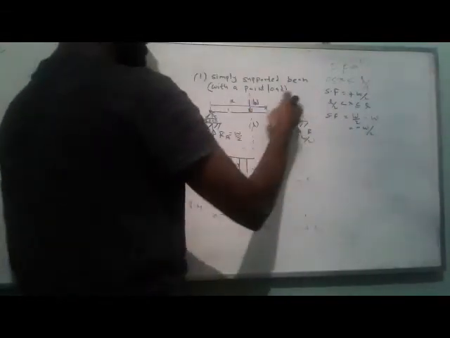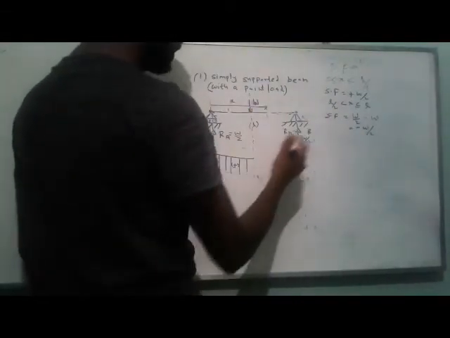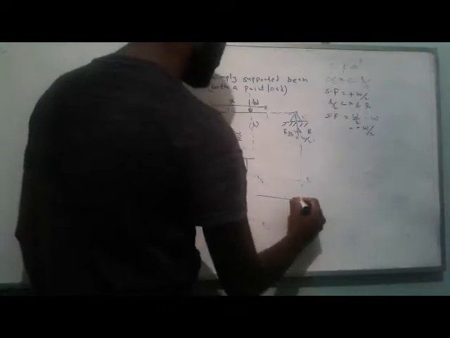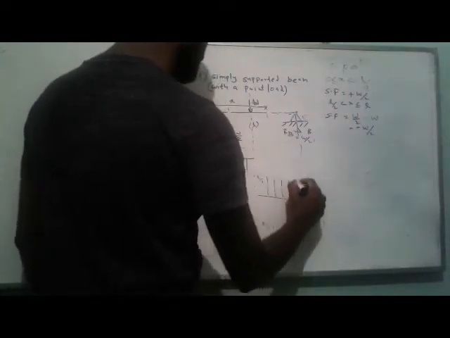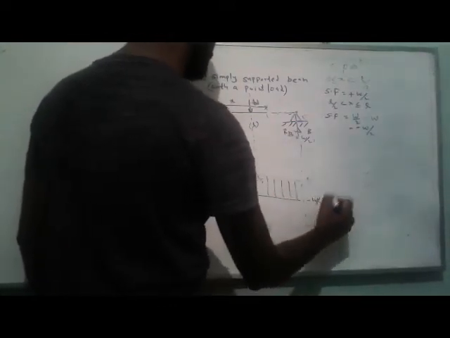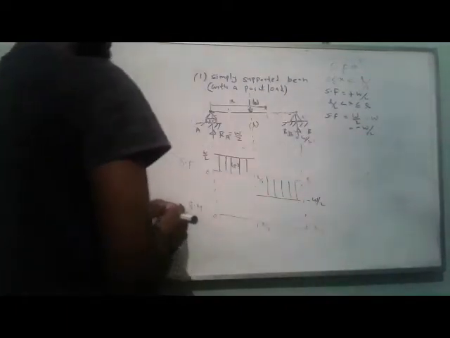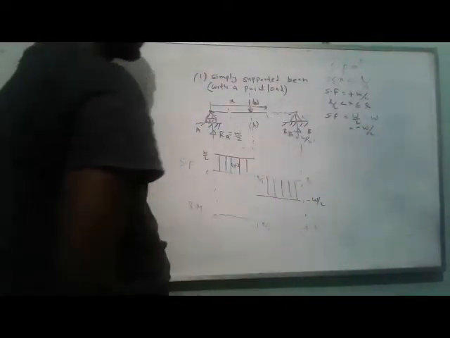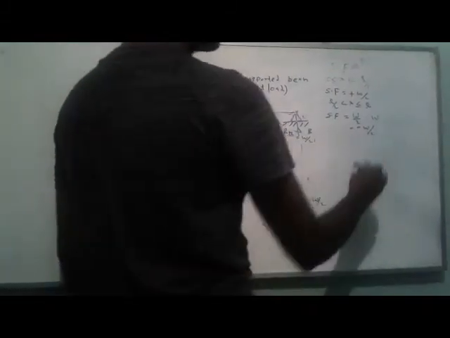It is constant. There are no forces from here to here. So therefore, here it is minus W over 2. This is the shear force. This is the shear force diagram. So then let's consider the bending moment diagrams.